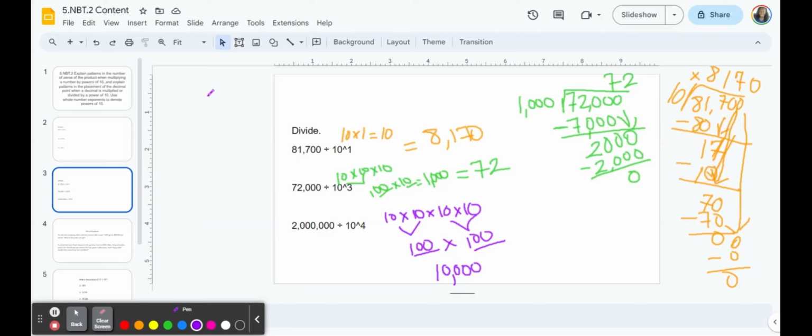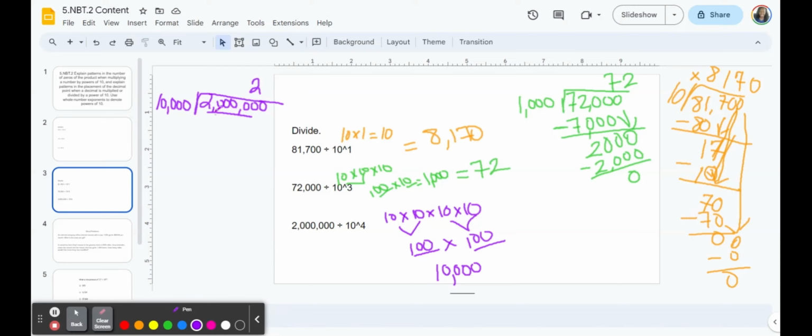So I'm going to do it on this side. So 2 million divided by 10,000. Will 10,000 go into 2? No. Will 10,000 go into 20? No. Will 10,000 go into 200? No. Will 10,000 go into 2,000? No. Will 10,000 go into 20,000? Yes. So how many times could 10,000 go into 20,000? At least 2 times.